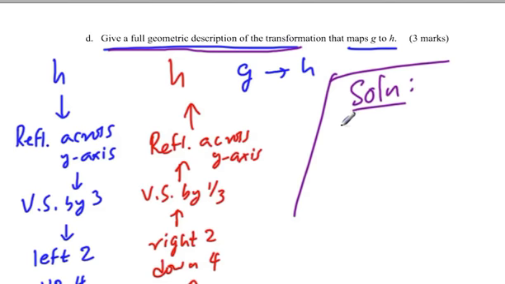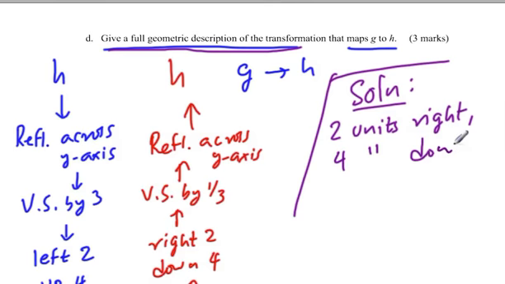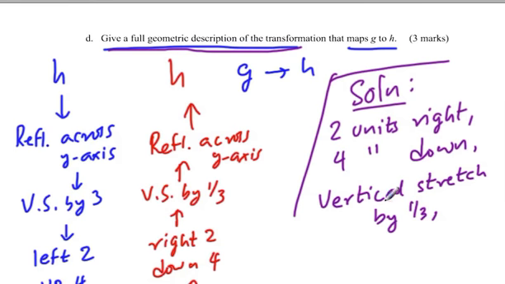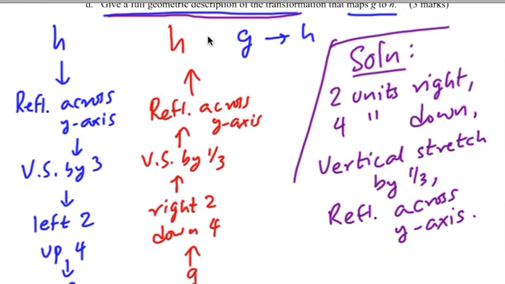You're going to write, we're going to go 2 units right, 4 units down, a vertical stretch by 1/3, and finally a reflection across the y-axis. Very, very important that this order is maintained. If you write it in any different order, this solution is completely wrong. So in order to go from G to H, we have to follow this order.